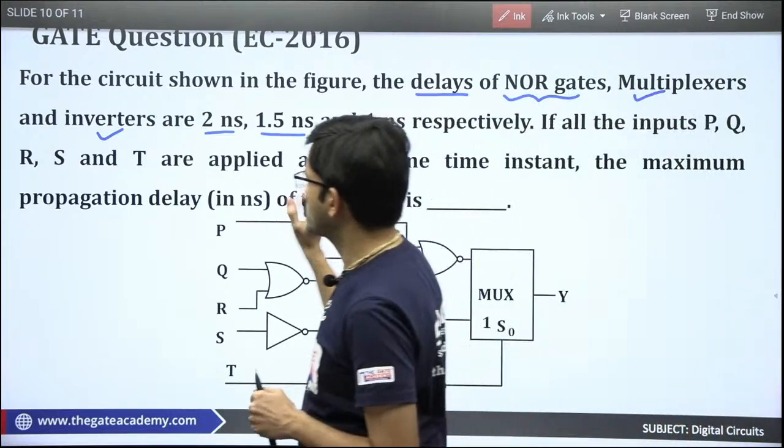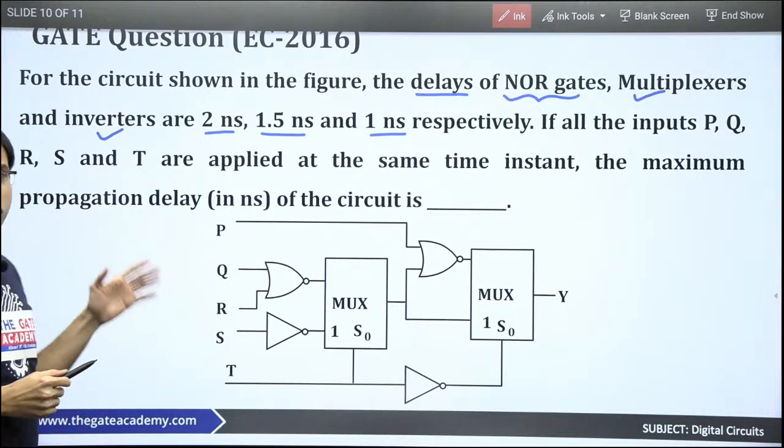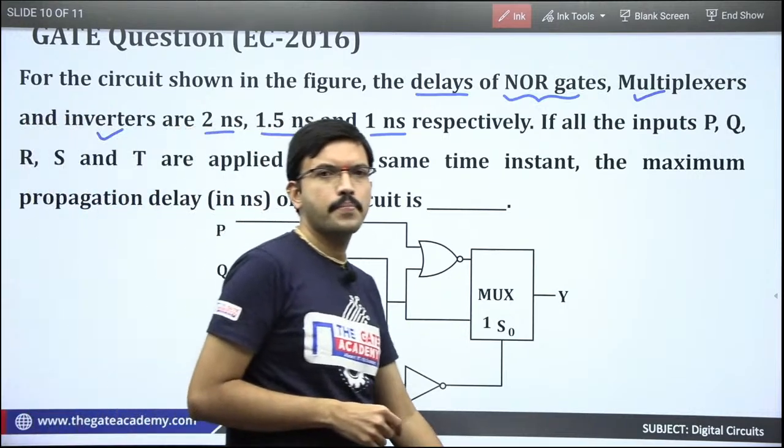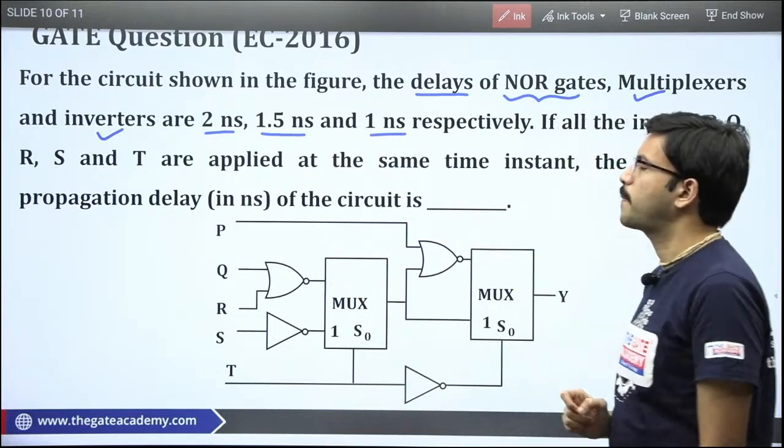So just read the question carefully, look at the circuit diagram and share your answers in the chat. This is a very interesting question which was asked in GATE EC 2016.